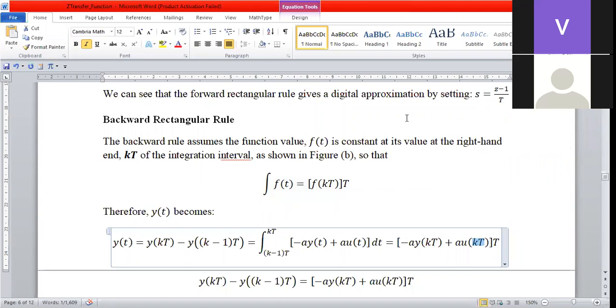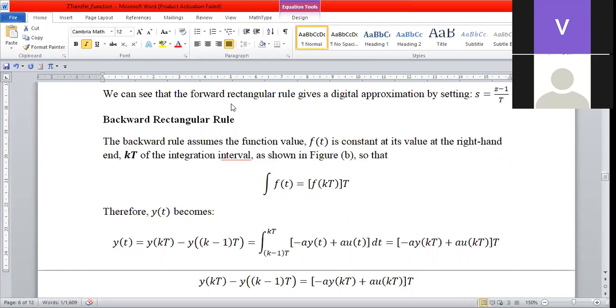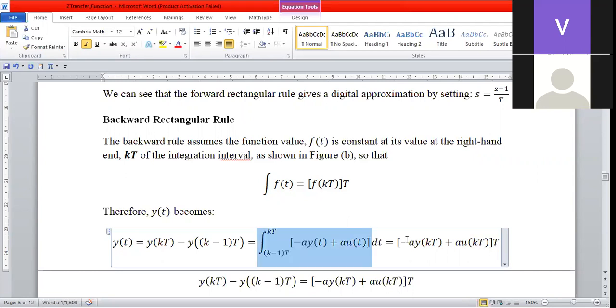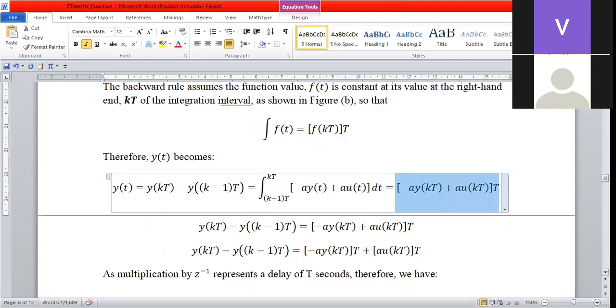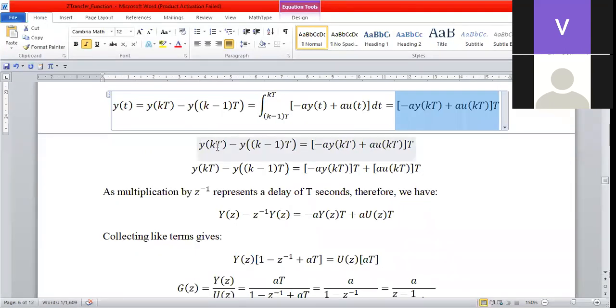Somebody asked me, does s vary in the forward rectangular rule? Yes, s is the same thing. It doesn't change. To answer your question, s doesn't change in the forward rectangular rule and also in the backward rectangular rule. For the backward rectangular rule, instead of t, you are replacing it with kt. Then you have to multiply by t, because you are replacing this integration with this particular function. Like we did the other time, I'm just repeating what I wrote here.